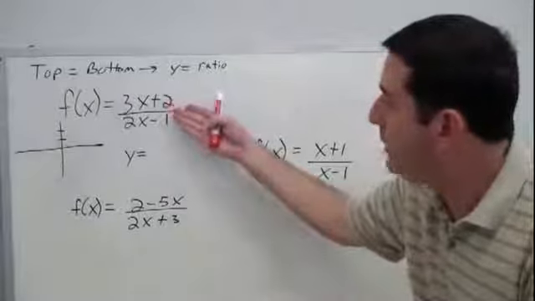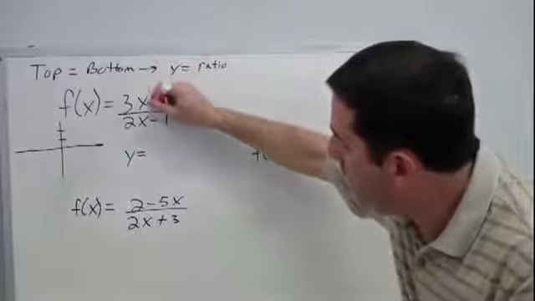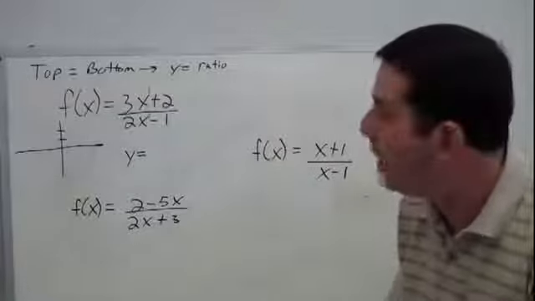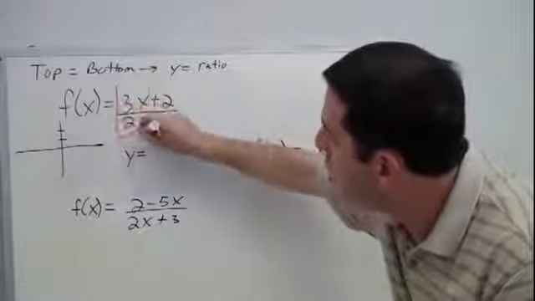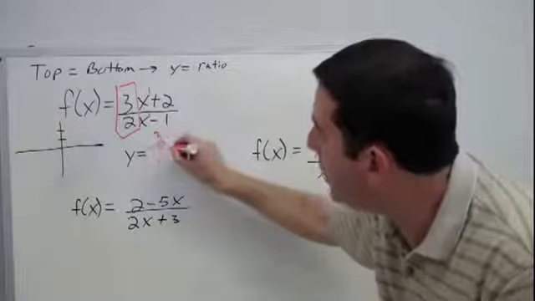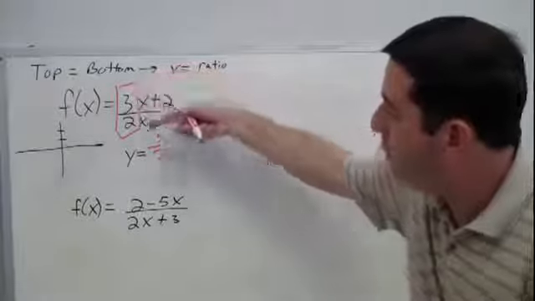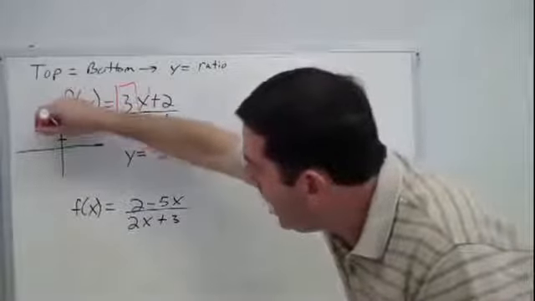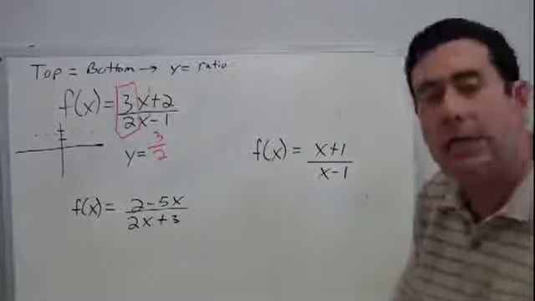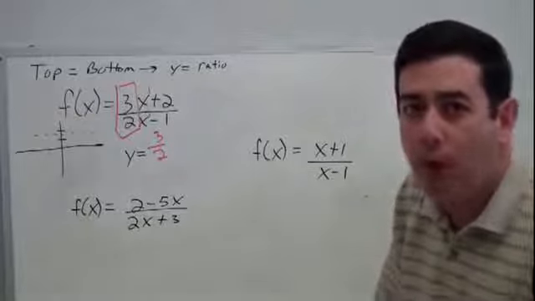For instance, on this first one, the degree on top is 1. The degree on bottom is also 1. Since the degrees are the same, the ratio of our leading coefficients will be where our horizontal asymptote is. Now, if you want to draw a picture of it, 3 over 2, 3 halves, is 1 1/2. So through 1 1/2, we'll have a dotted line that we will approach with our picture, but we won't be crossing over it.